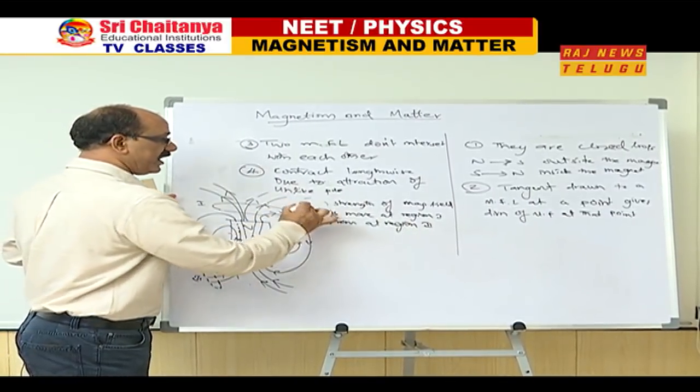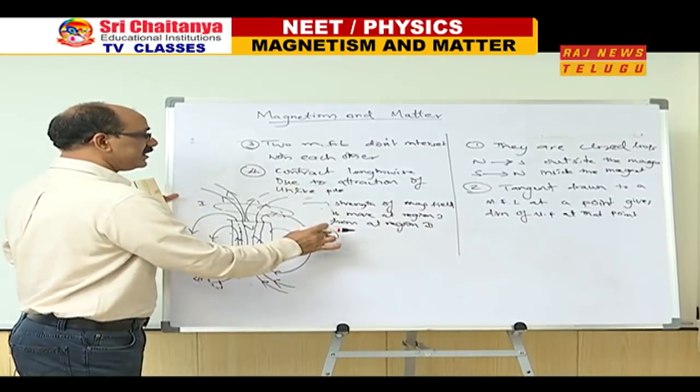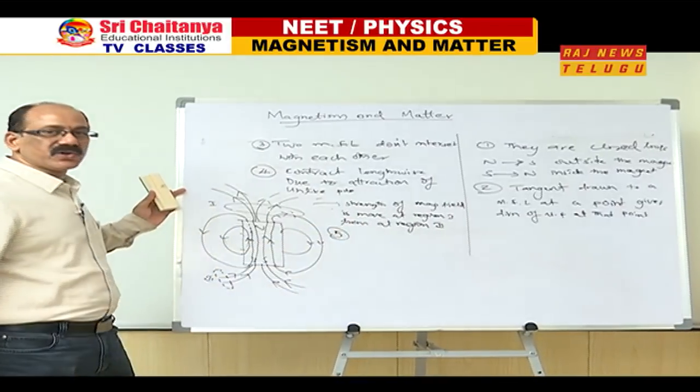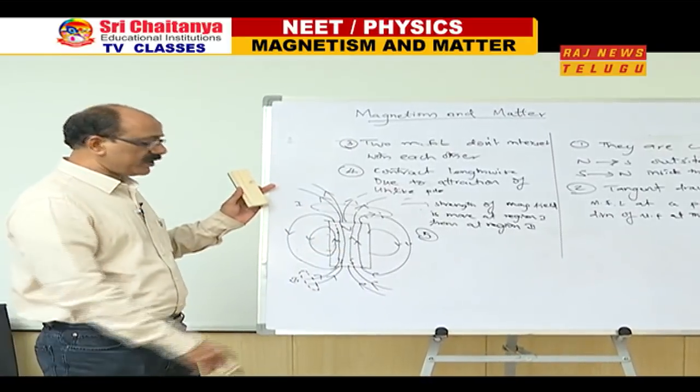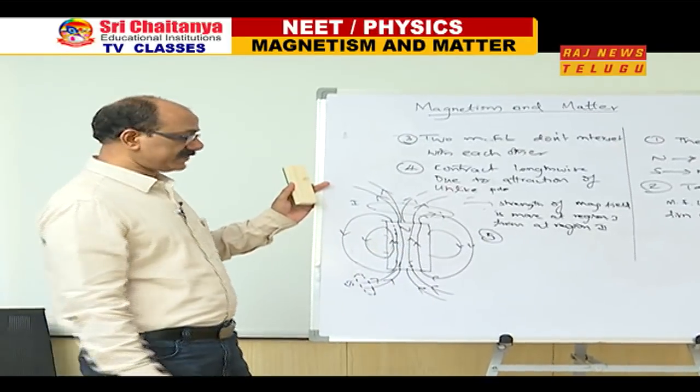From this we can say the fifth property: magnetic field lines crowded at a point indicate the magnetic field is stronger compared to the points where they are less crowded.